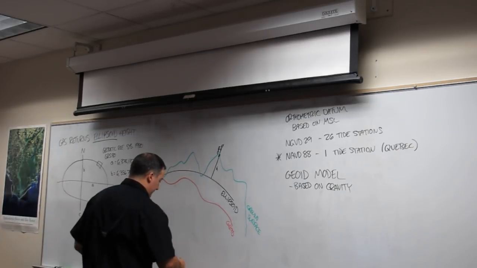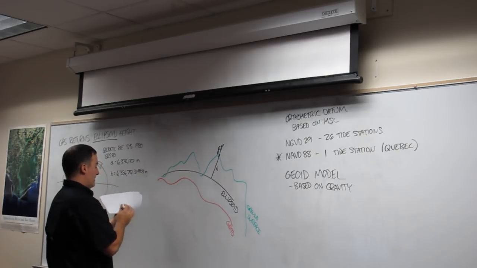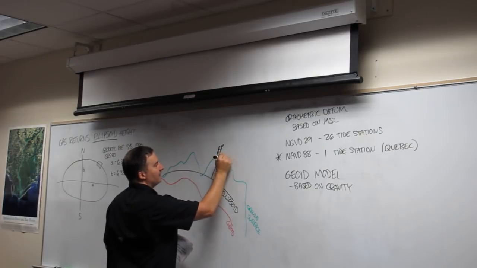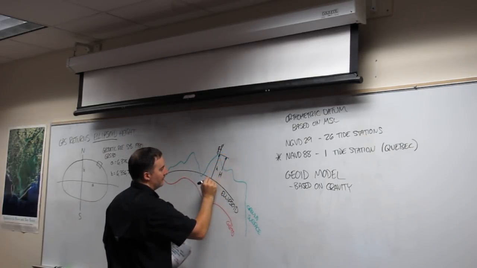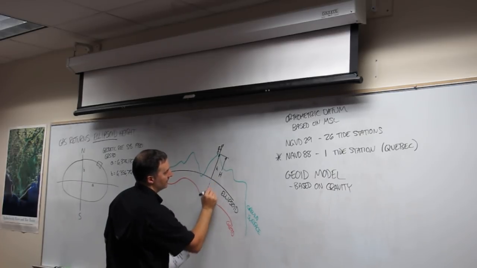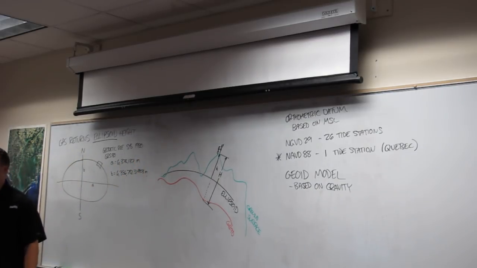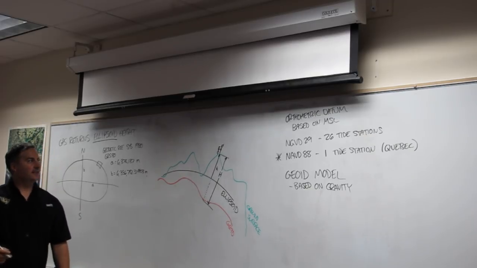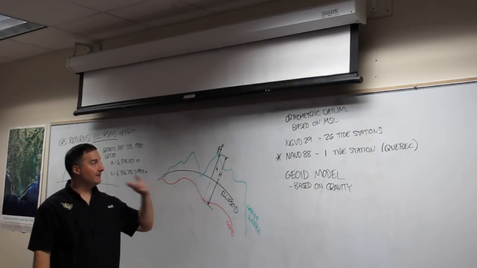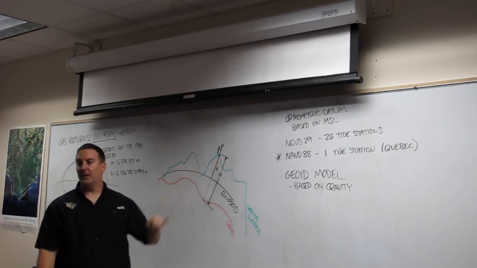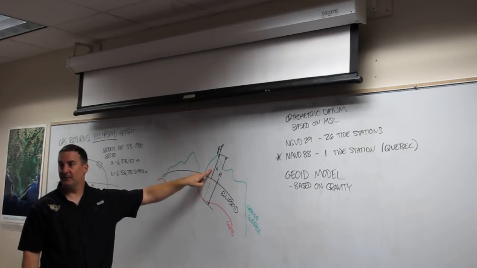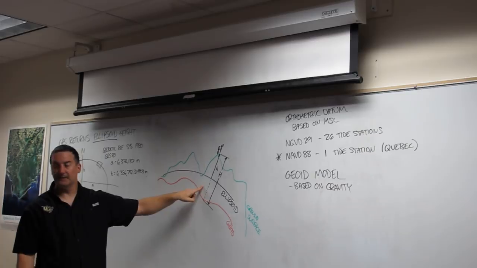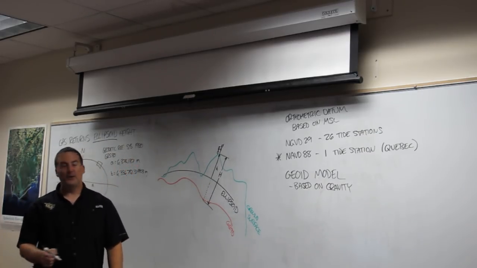So what we really want to know is our elevation, this value right here, our elevation above the geoid. That's what we want to know. So how we do that is our GPS unit gives us our horizontal position and our height above the ellipsoid. This can be either positive or negative, because we can be below the ellipsoid and it would be negative. And then what we do is we apply a geoid model.